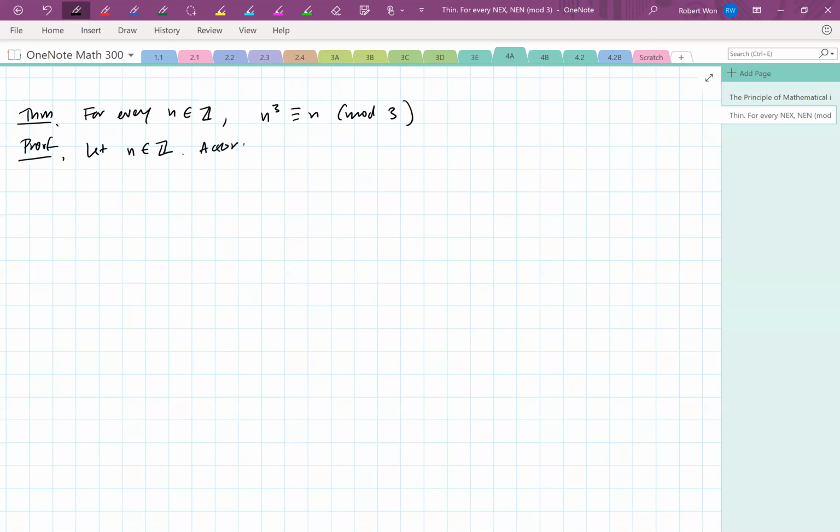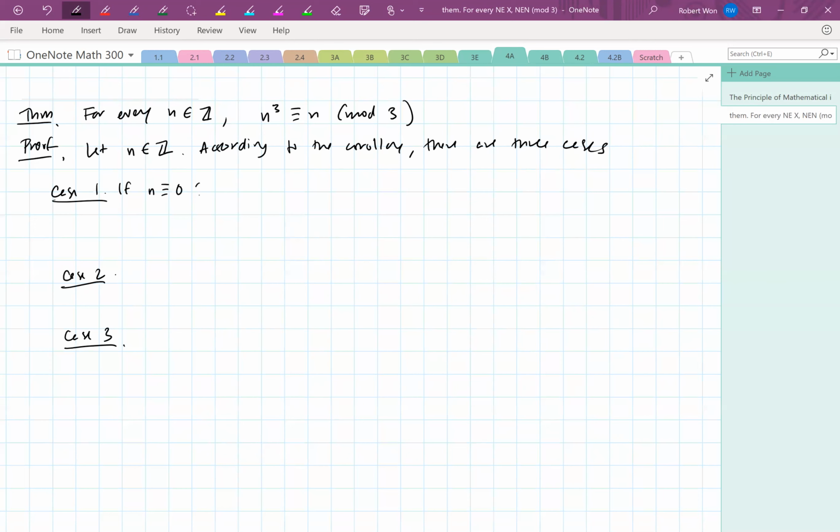According to the corollary above, there are 3 cases. Modulo 3, there's only 3 cases. Let's call them case 1, case 2, and case 3, and label them clearly so our reader knows what we're doing. Case 1 will be n is congruent to 0 mod 3. Case 2 will be n is congruent to 1 mod 3. Case 3 will be n is congruent to 2 mod 3.